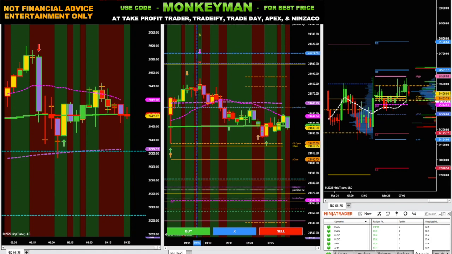I got the MMT polarity washout signals on the chart. You can see we got an 8 washout back here. Very nice move down right back to VWAP. All the other signals on the chart are experimental.